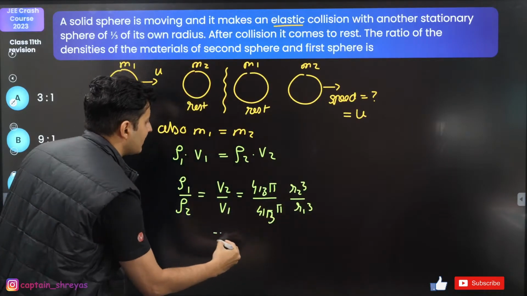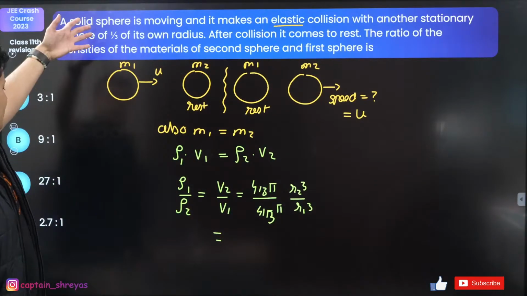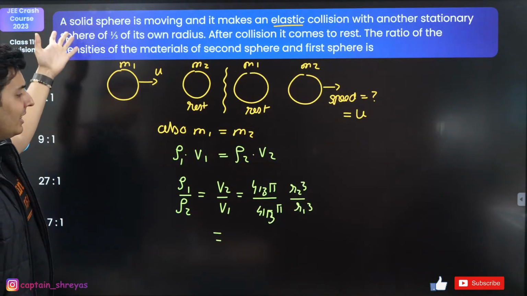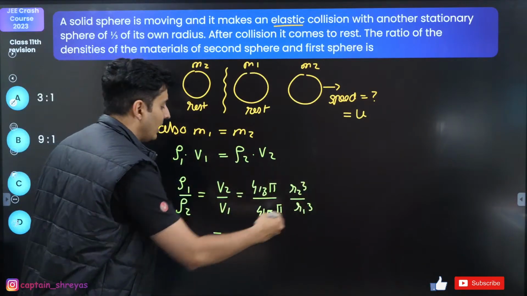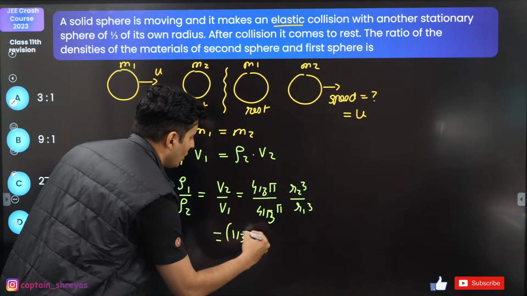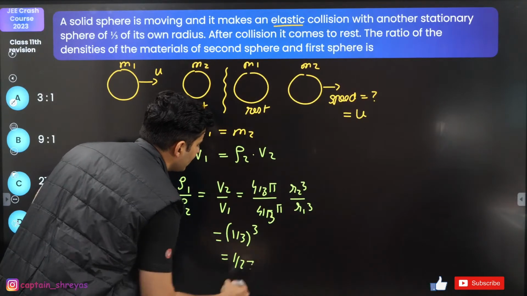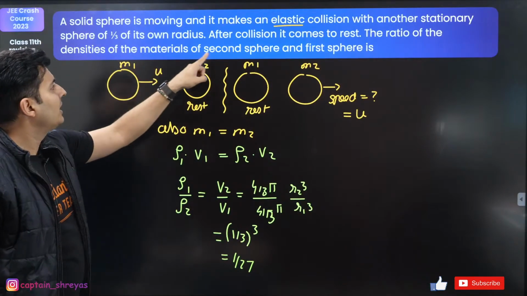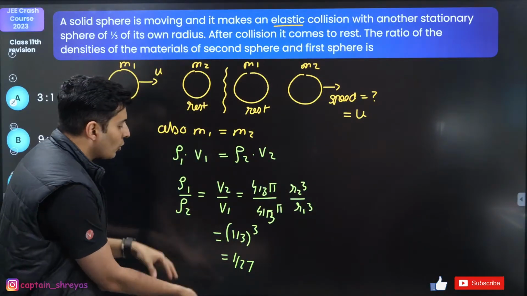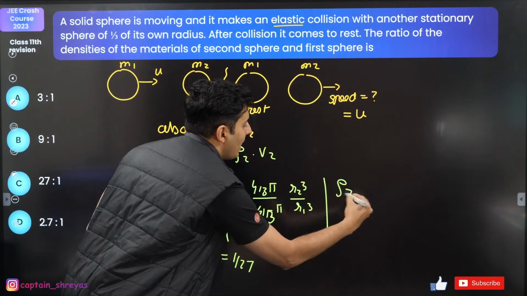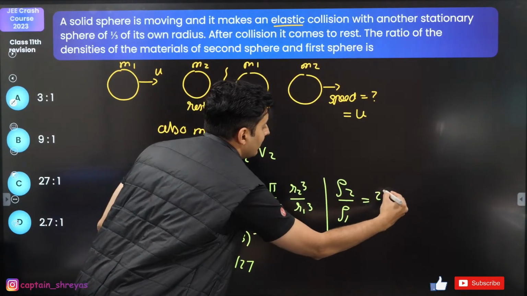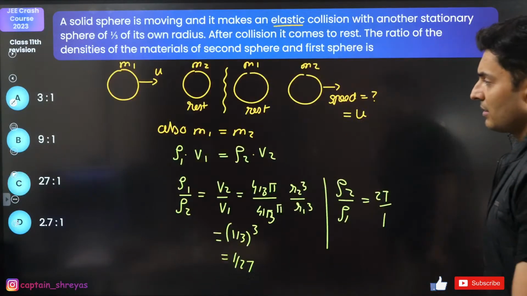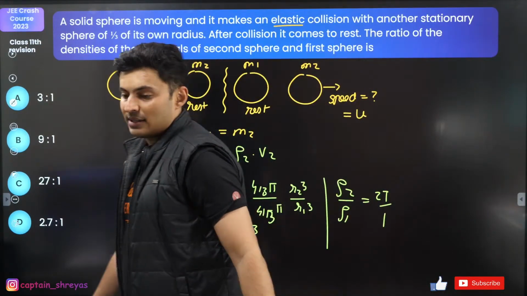4 by 3 pi gets cancelled. R2 by r1 remains. The radius of the other sphere is basically one third of the previous one, so r2 by r1 is 1/3, and this will be 1/3 whole cube. So that is 1 by 27. The question says what is the ratio of the density of the second and the first sphere, so rho 2 by rho 1 will be 27 divided by 1. That should be the answer. Just check it out. Yes, it is. So not 1:27, it is 27:1.